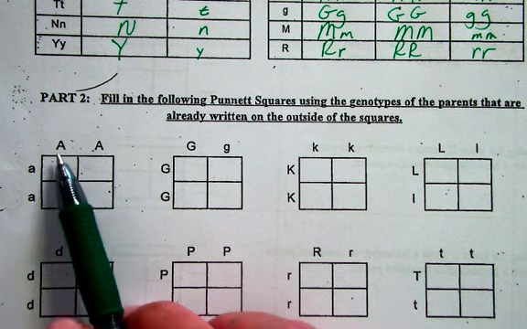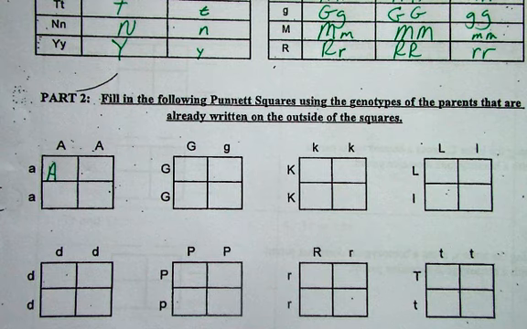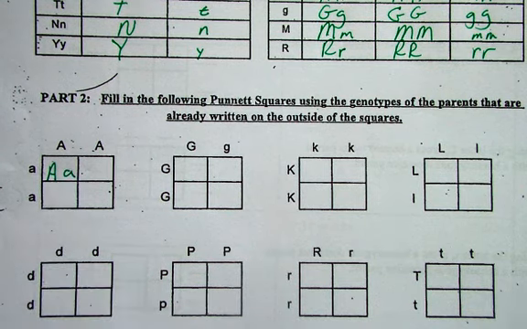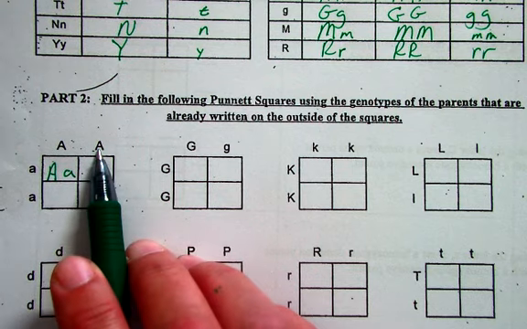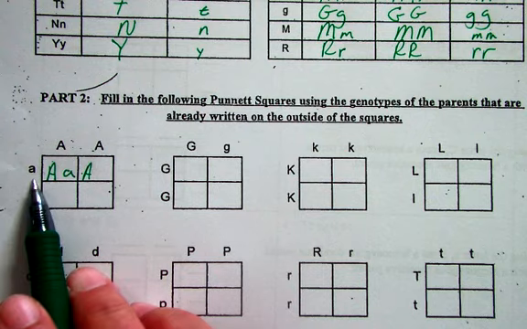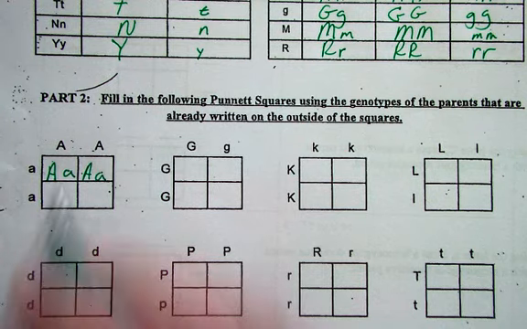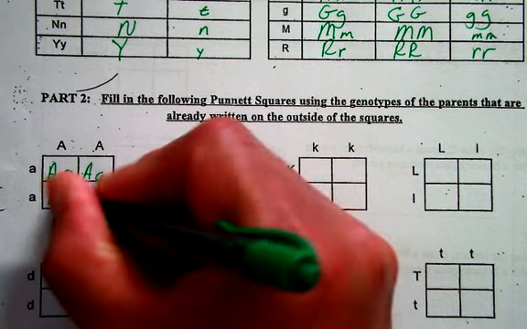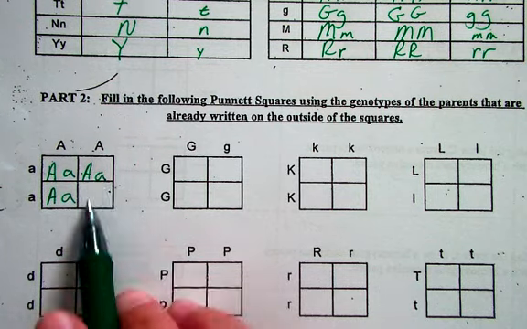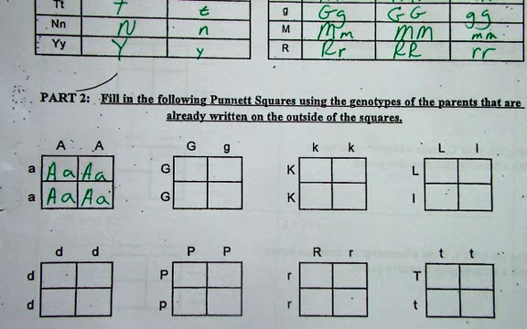You bring this capital letter down, and then this lowercase letter over. And then you go to the next box. This capital letter comes down. This lowercase letter comes over. And then capital letter comes down. Lowercase comes over. Capital letter down. Lowercase over. So we end up with something that looks like this.